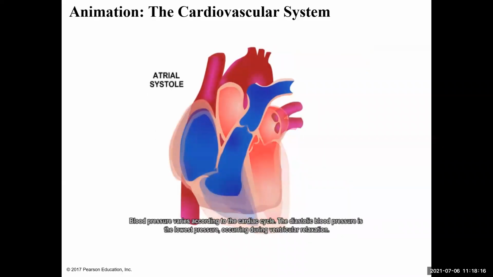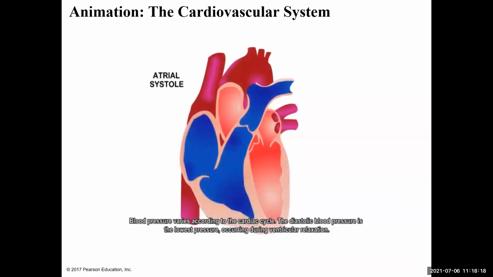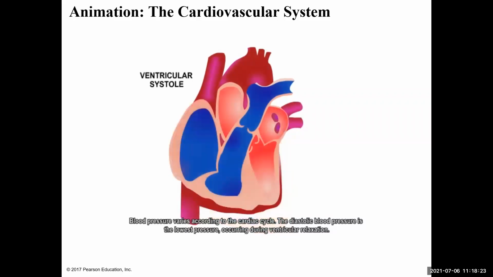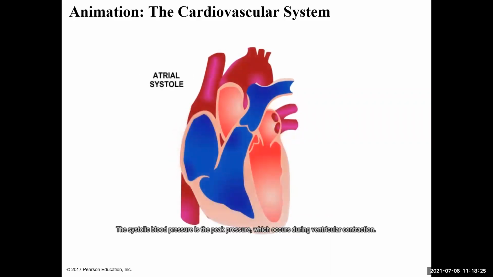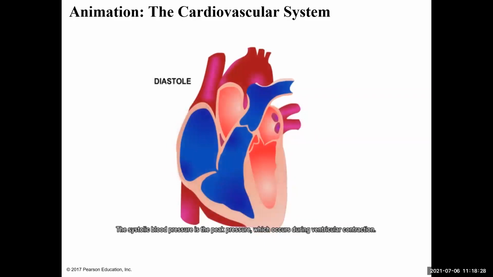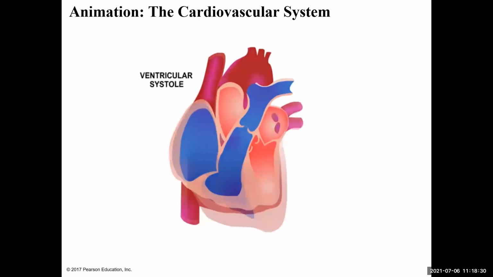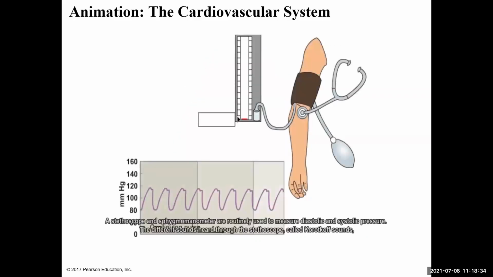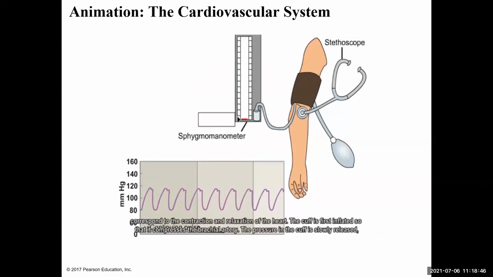Blood pressure varies according to the cardiac cycle. The diastolic blood pressure is the lowest pressure, occurring during ventricular relaxation. The systolic blood pressure is the peak pressure, which occurs during ventricular contraction. A stethoscope and sphygmomanometer are routinely used to measure diastolic and systolic pressure. The different sounds heard through the stethoscope, called Korotkov sounds, correspond to the contraction and relaxation of the heart.